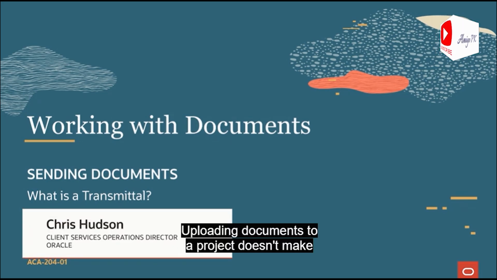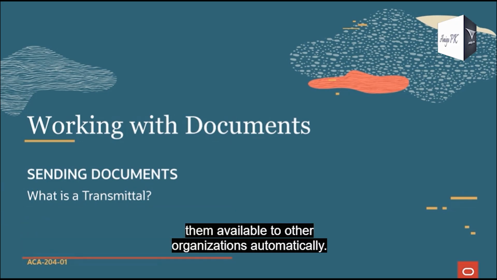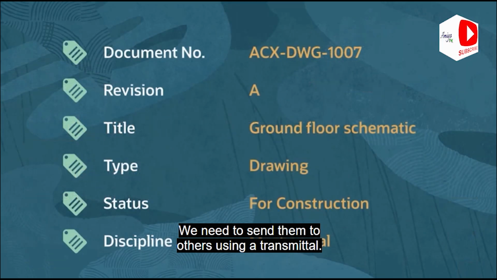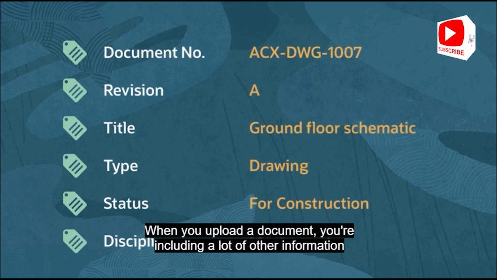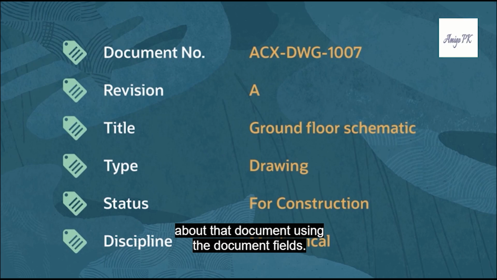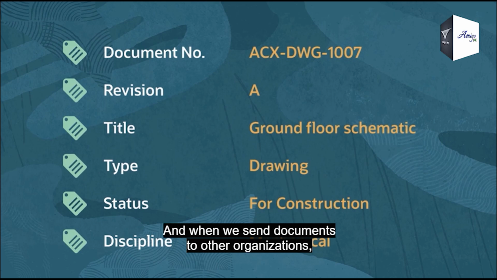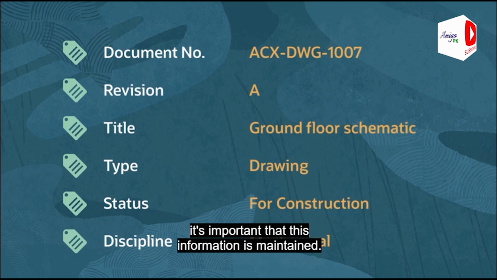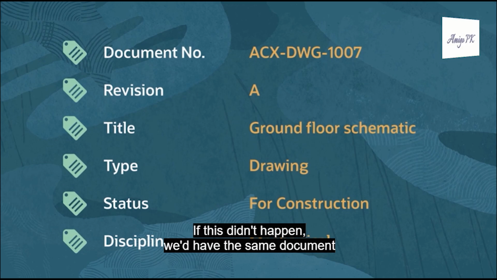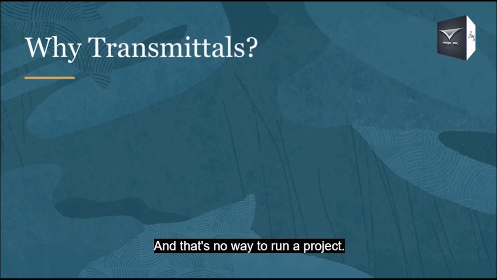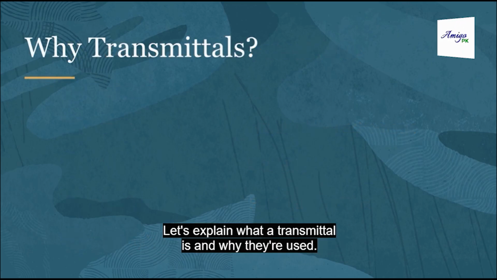Uploading documents to a project doesn't make them available to other organisations automatically. We need to send them to others using a transmittal. When you upload a document, you're including a lot of other information about that document using the document fields. The document register manages this information, and when we send documents to other organisations, it's important that this information is maintained. If this didn't happen, we'd have the same document with different information, and that's no way to run a project. Let's explain what a transmittal is and why they're used.